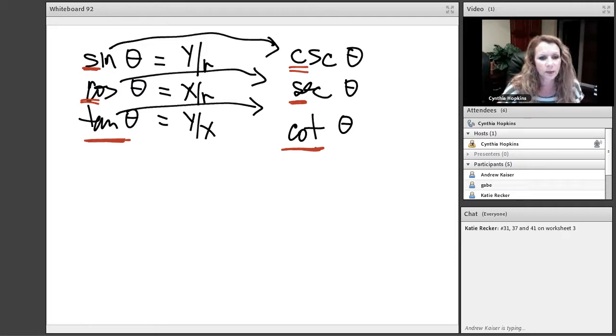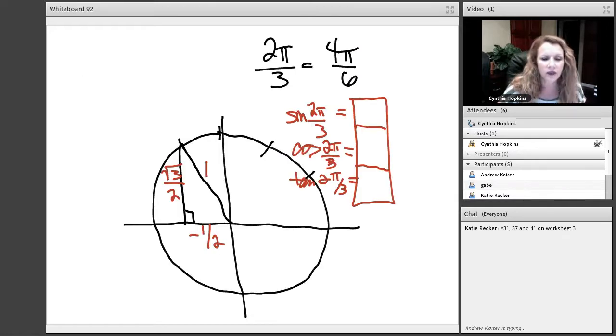And these are reciprocal functions of each other. And you take the reciprocal of the ratio. Okay, so back to here. I'm going to write my answers in pretty purple.